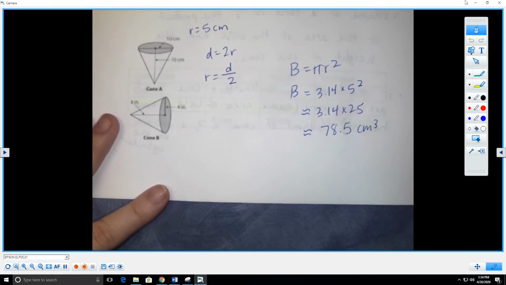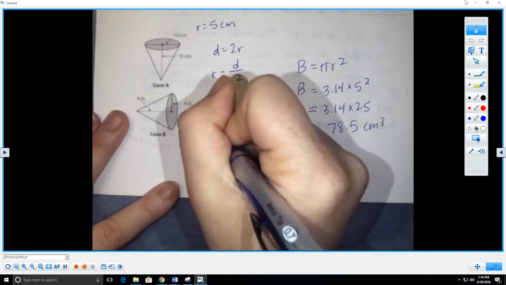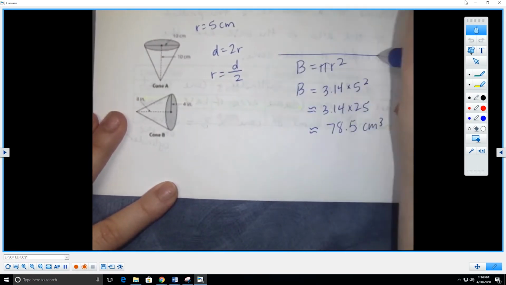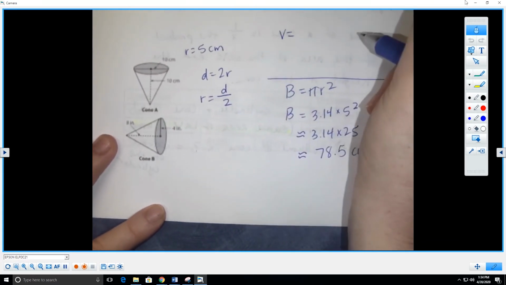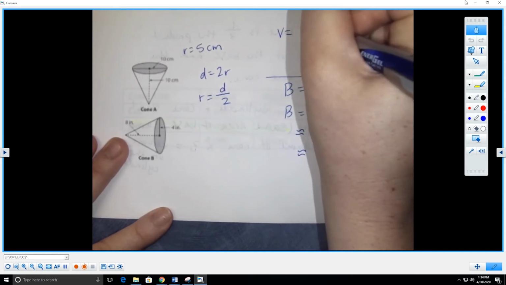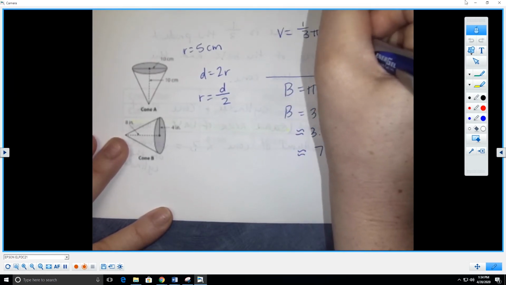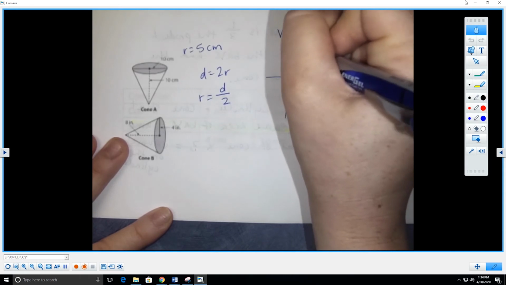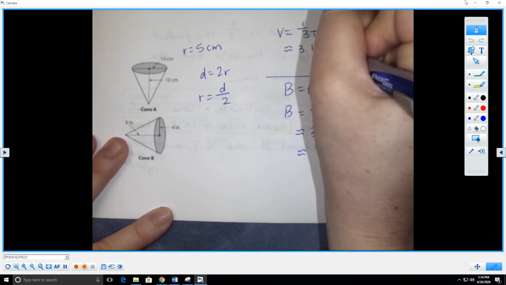So now that we know the area of the base is 78.5, we can easily find the volume of cone A. Let's use our formula. Volume equals 1/3 pi r squared times height.